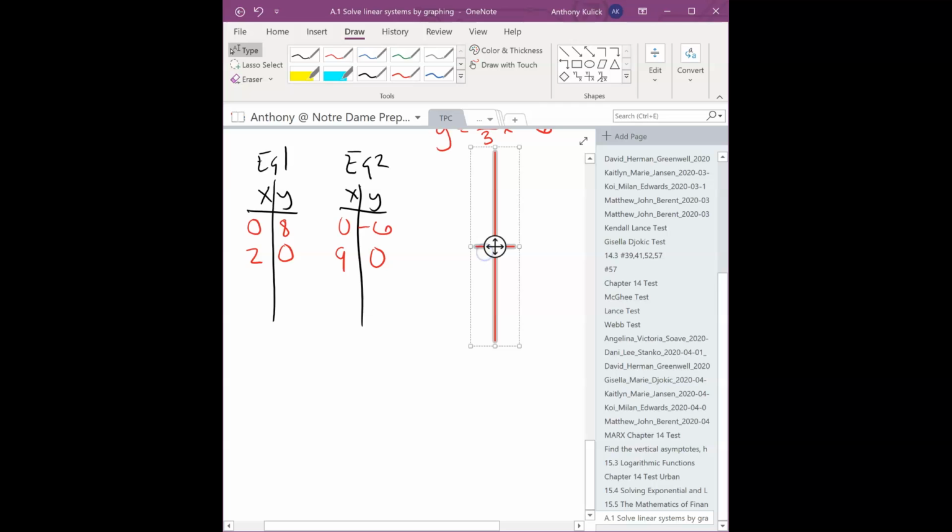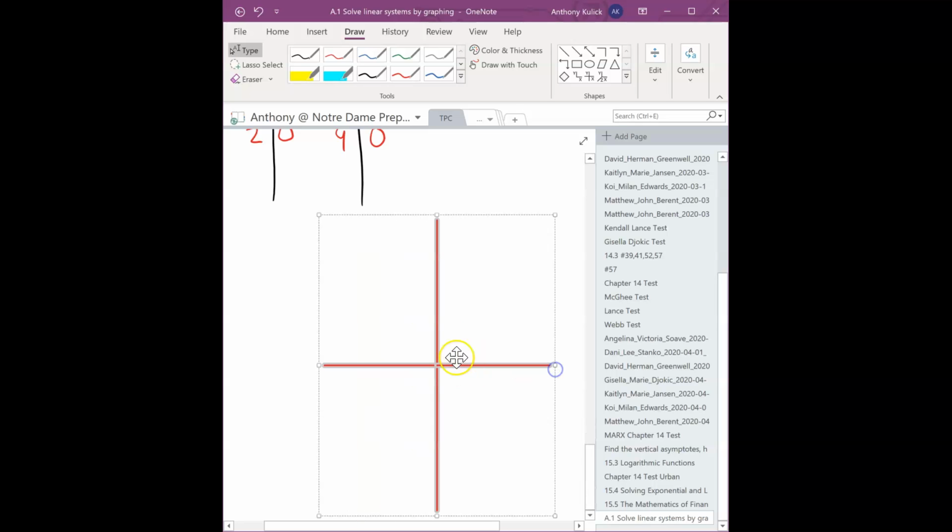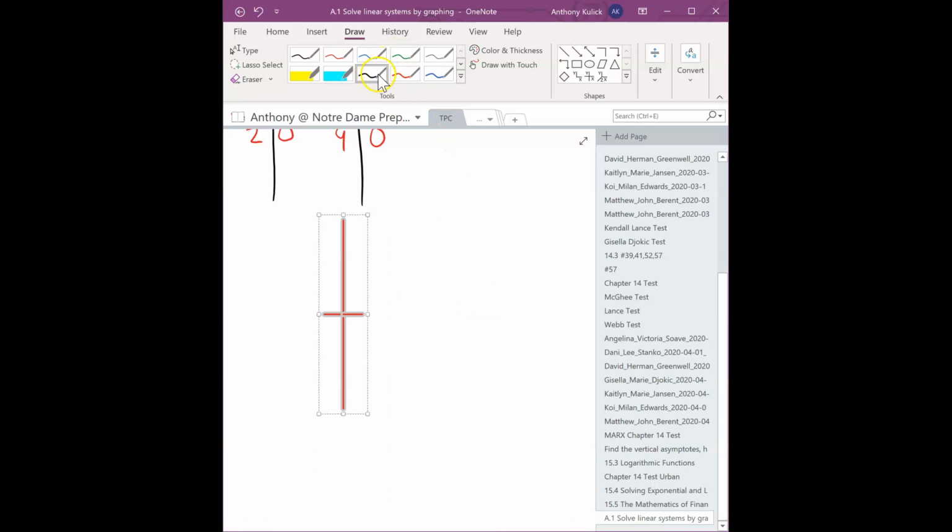Now what I'm going to do is graph these points. Except I want that. Let's try this one more time.